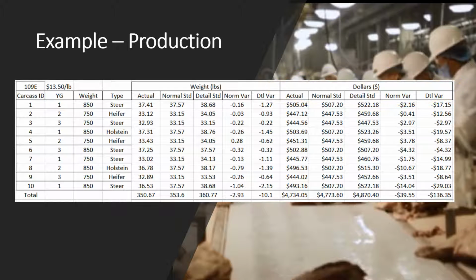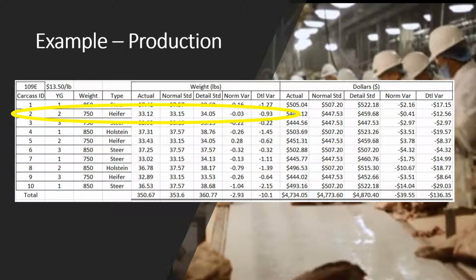If we look at the dollars associated with these 10 carcasses, in the case of carcass 1, we have about $1.75 as the normal variance, but in reality, measured through the detailed variance, there was $15 that we weren't able to capture through that particular subprimal. And if we look at the total dollars for these 10 carcasses, we've got a very negative variance against the normal variance of about $40. But the detailed variance is almost $140. So we've got more than 3 times more variance than we did with the normal variance.